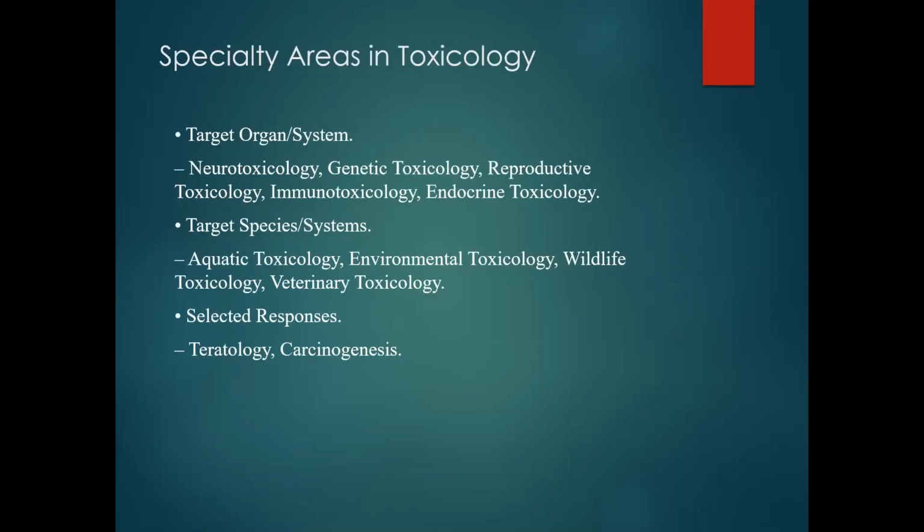Now we come to the specialty areas in toxicology: the target organs and systems. These are the various target organs or specific organs that a toxic substance targets in order to produce its effect. First, we have neurotoxicology. Neurotoxicity is one form of toxicity in which any biological, chemical or physical agent produces an adverse effect on the peripheral and the central nervous system, especially when it affects the structure and function of the central nervous system or the peripheral nervous system.